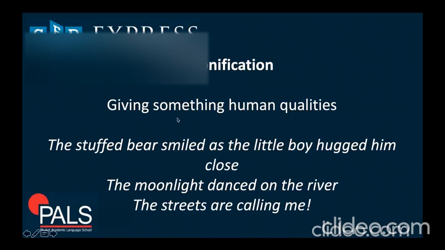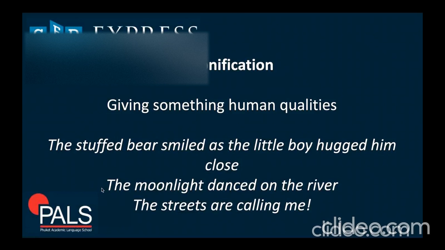Personification is when you give something that is inhuman human qualities. For example, the stuffed bear smiled as the little boy hugged him close, or at least I hope that is a personification and not like an Annabelle situation. Or maybe I'd accept a Toy Story situation, at least not an Annabelle situation. The moonlight danced on the river, the streets are calling me is another example.